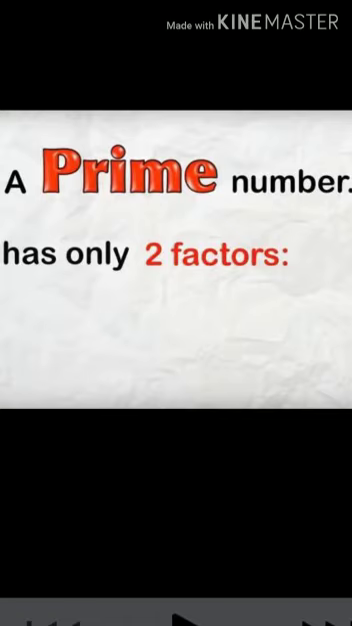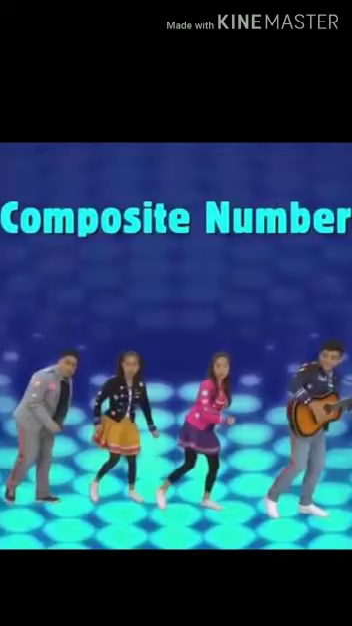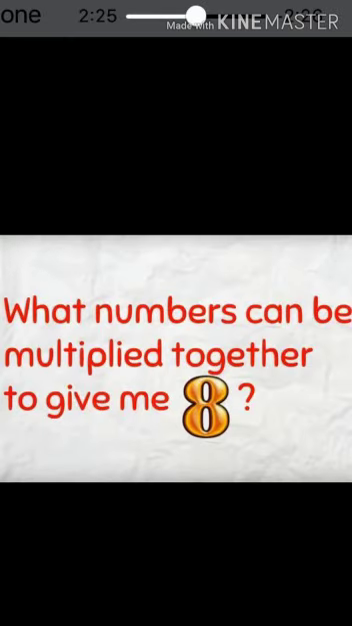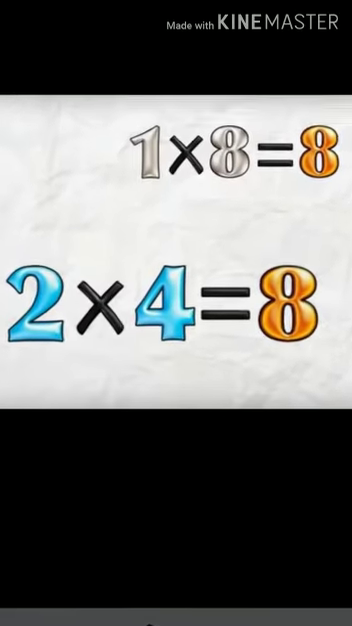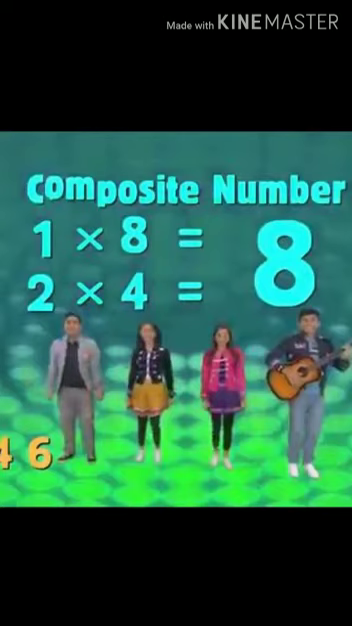Prime numbers are natural numbers greater than 1 which have exactly 2 factors, namely 1 and itself. Composite numbers. Let us take number 8. What numbers can we multiply together to get 8? 1 8 is 8, 2 4s are 8. So, it has 4 factors.